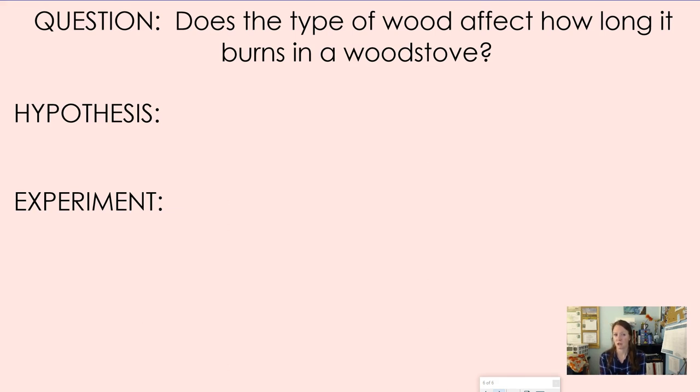So I want you to write a hypothesis, make sure it's in the if-then format, and then draw out an experiment. Of course, you don't actually have to do the experiment. I want you to write it out. What would your variables be? What would you do to test this? What kind of data would you collect? And we're going to discuss this in class, so make sure it's written in your notebook.